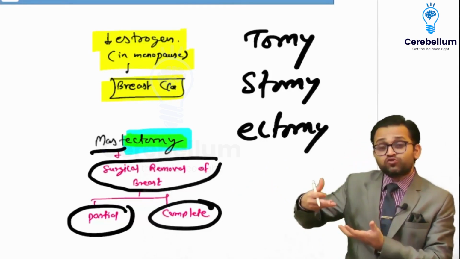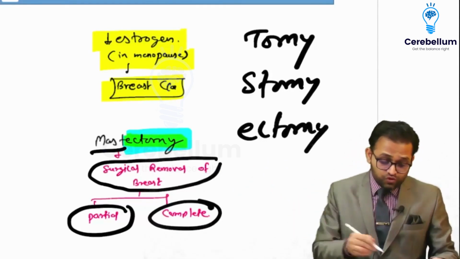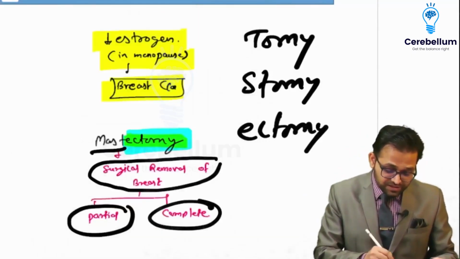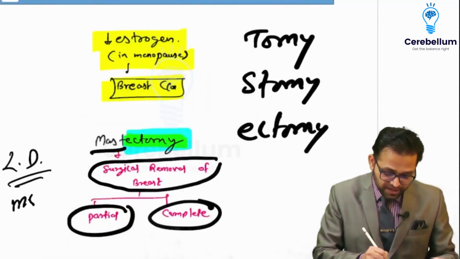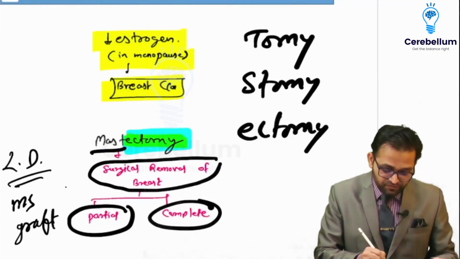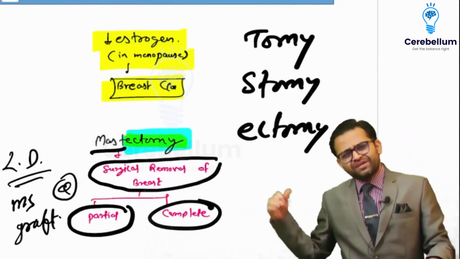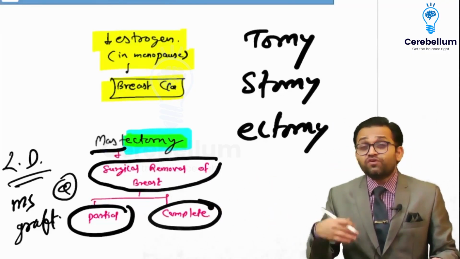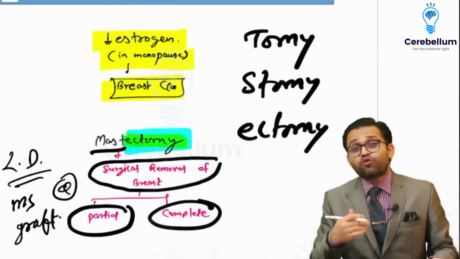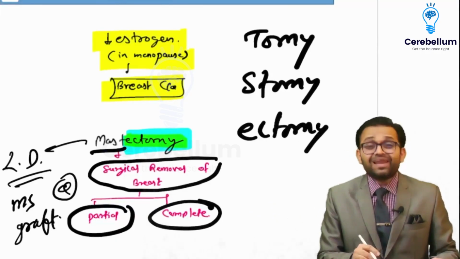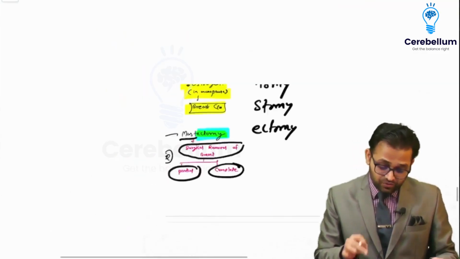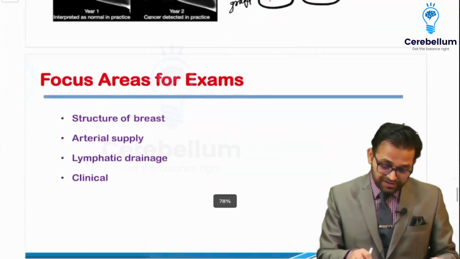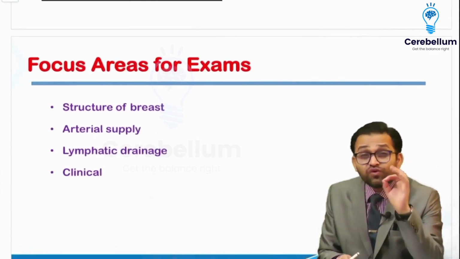Remember, after mastectomy there is a cosmetic problem, so which muscle will you use? Sir, latissimus dorsi is used as a muscular graft for the reconstruction of the breast. So this is another question. After the mastectomy, for the cosmetic problem solution, we use which muscle? Latissimus dorsi. Now look at the next. Yes, focus area for the exam.